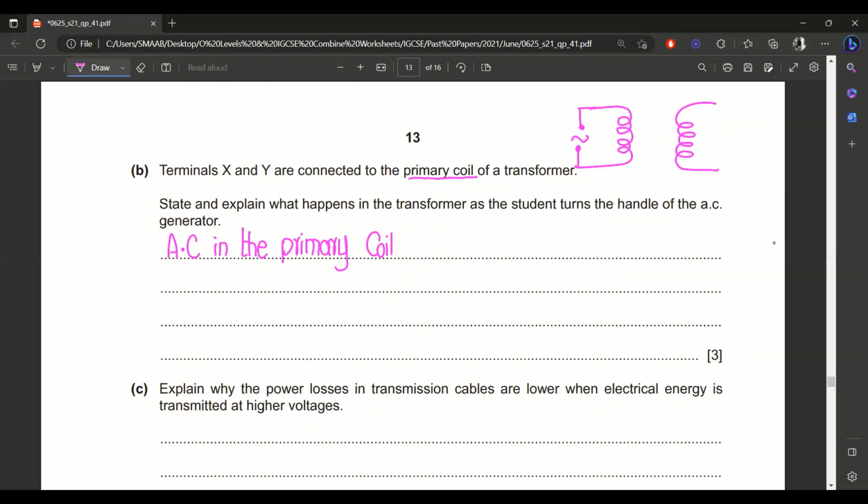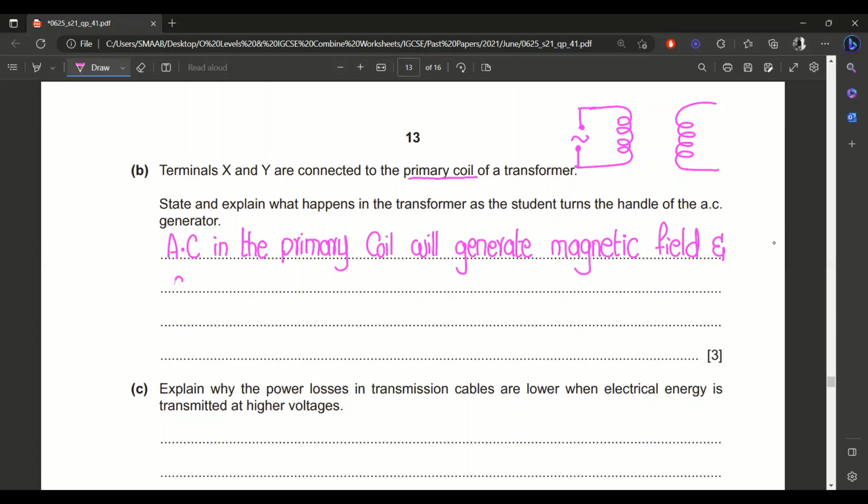And what is the reason? AC in the primary coil will generate magnetic field. And we are talking about the alternating current. And alternating current always changes its direction. So due to that change in direction, the magnetic field will also change, right? So AC in the primary coil will generate magnetic field.